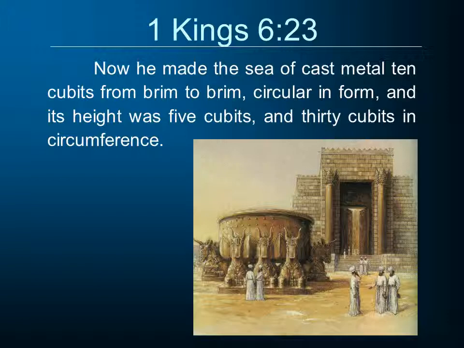Now, chapter 6, verse 23 says, he made the sea of cast metal. That is replacing the laver of water, which was before the tabernacle. Now there is a much greater laver of water, but it's not called a laver of water, it is called the sea. And it is 10 cubits from brim to brim, circular in form. Its height was 5 cubits, that's quite high. 30 cubits in circumference. A sea, now it's not a rough, stormy sea, it's a smooth sea.